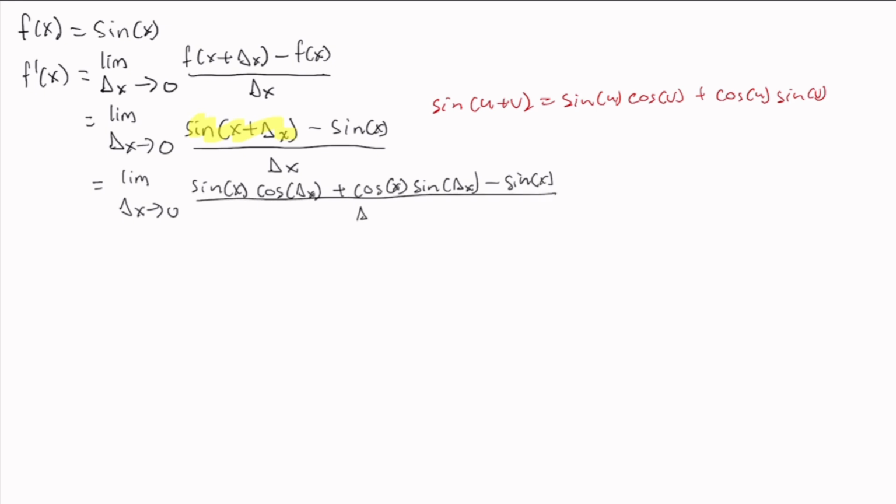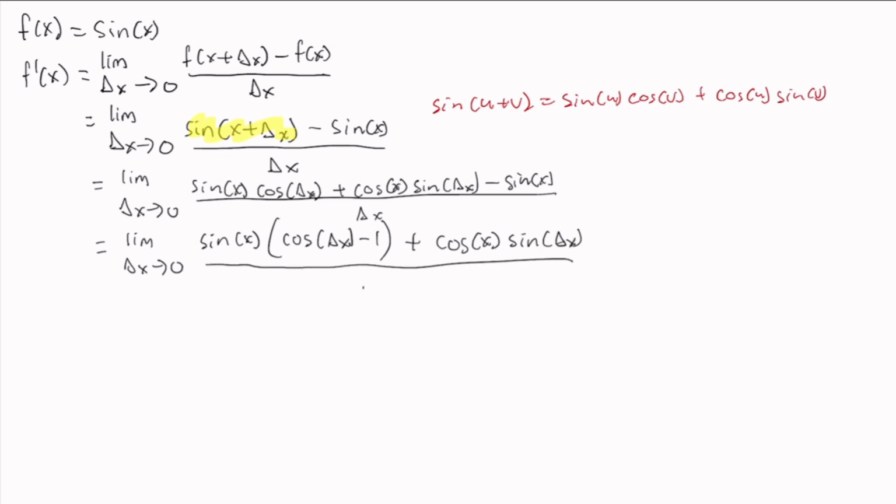over delta x. Now what we want to do is, for the numerator, factor out a sine of x. So we do the limit as delta x approaches 0, and we factor out a sine of x, times cosine of delta x minus 1, and then plus cosine of x sine of delta x, and then that all over delta x.